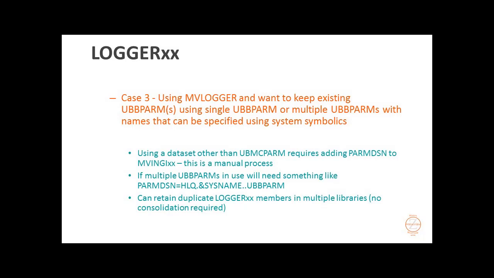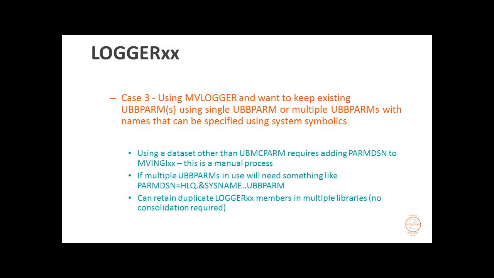Customers can keep existing logger XX members in their current UBB parm libraries. Since the DBC expects its parameters in the UBMC parm, it must be redirected to the existing UBB parm libraries. This is done through the PARMDSN parameter of MVI XX.